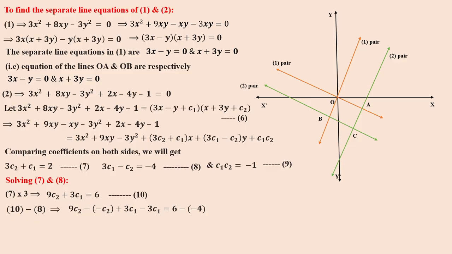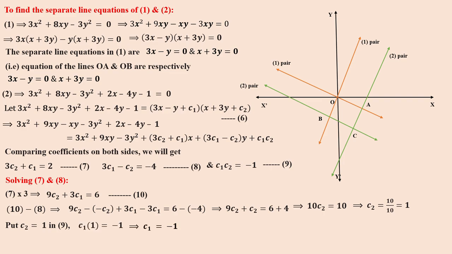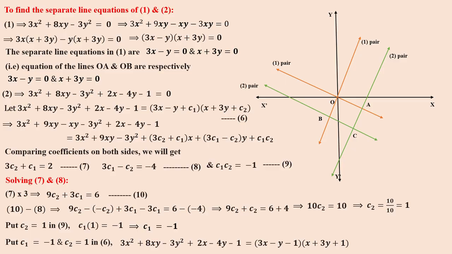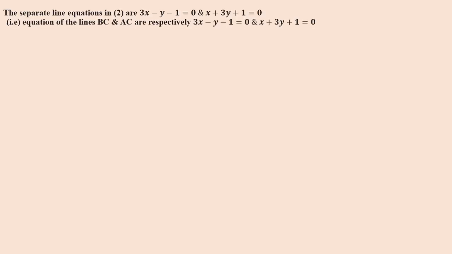So the c1 term gets cancelled, you will get 9c2 plus c2 is equal to 10. So 10c2 is equal to 10, c2 is equal to 1. So put c2 equal to 1 in 9, so c1 equals minus 1. Therefore the separate equations are 3x minus y minus 1 equal to 0, and x plus 3y plus 1 equal to 0.